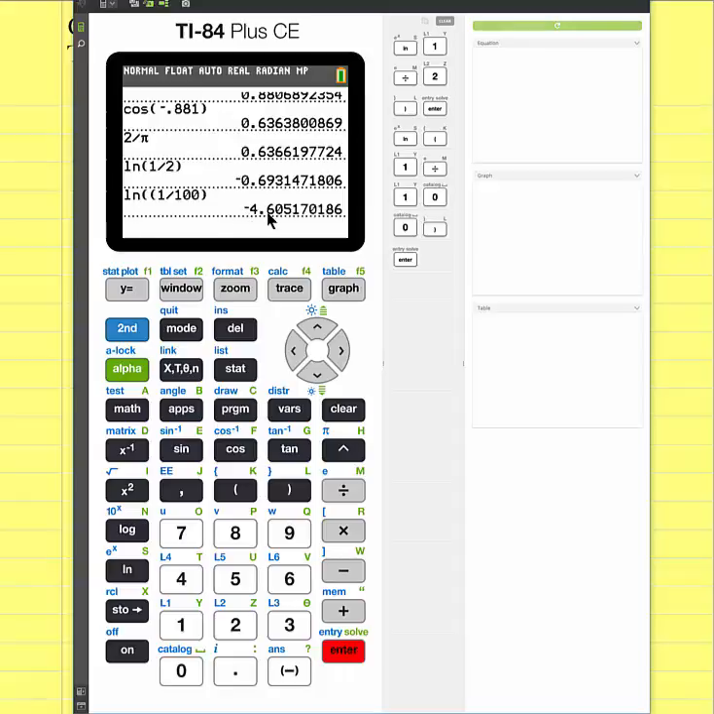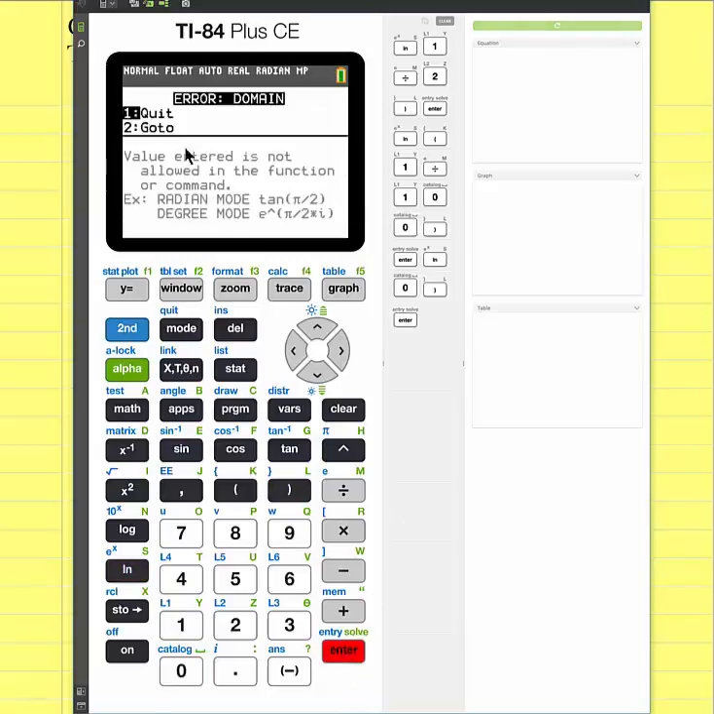Well, that's a really big negative number, and as we go 1/1000th, 1/10,000th, etc., this is going to be a larger and larger negative number. Let's go ahead and see what happens if we take the log of 0. The log of 0 says we have a domain error, which basically means the log of 0 is undefined. Let's look at the log of 1.